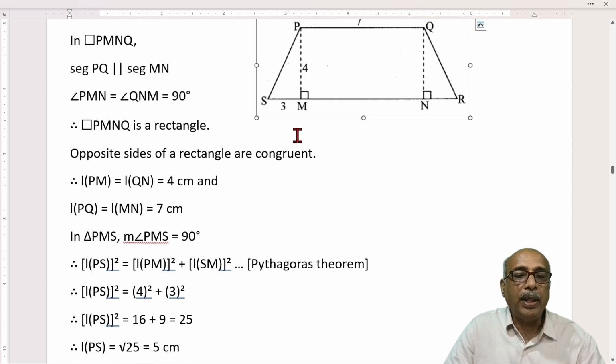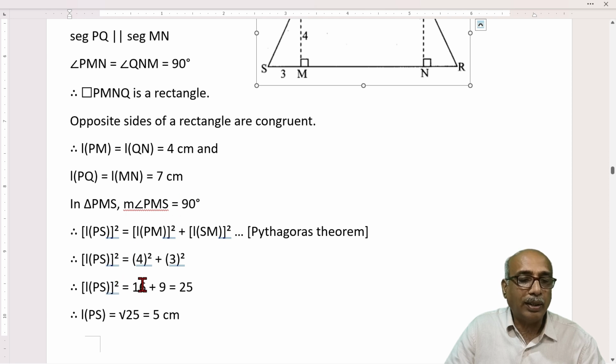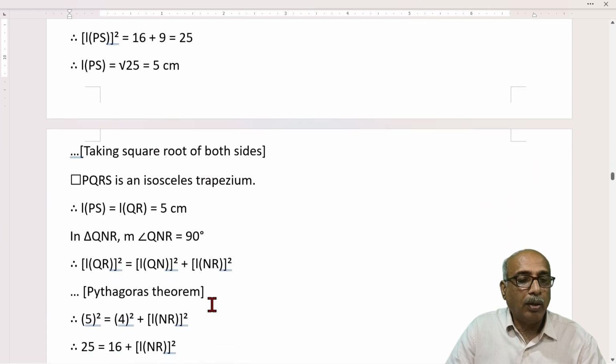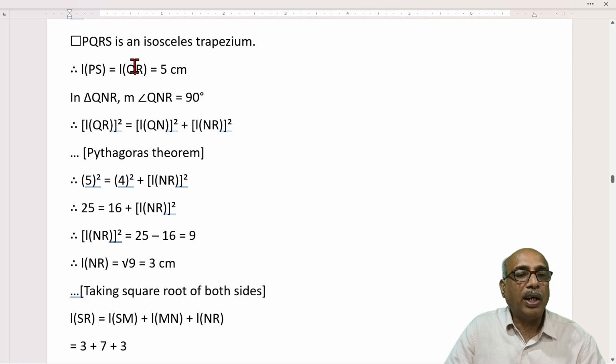In triangle PMS, angle PMS equals 90 degrees. Therefore, by Pythagoras theorem, PS square equals PM square plus SM square, equals 4 square plus 3 square equals 16 plus 9, 25. Taking square root on both sides, PS equals root of 25 equals 5 centimeter. Now quadrilateral PQRS is an isosceles trapezium. So PS equals QR equals 5 centimeter.